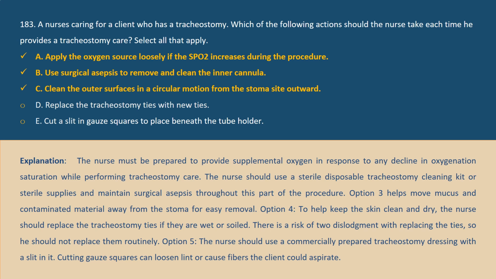Option 3 helps move mucus and contaminated material away from the stoma for easy removal. Option 4. To help keep the skin clean and dry, the nurse should replace the tracheostomy ties if they are wet or soiled. There is a risk of tooth dislodgement with replacing the ties, so you should not replace them routinely. Option 5. The nurse should use a commercially prepared tracheostomy dressing with a slit in it. Cutting gauze squares can loosen lint or cause fibers the client could aspirate.